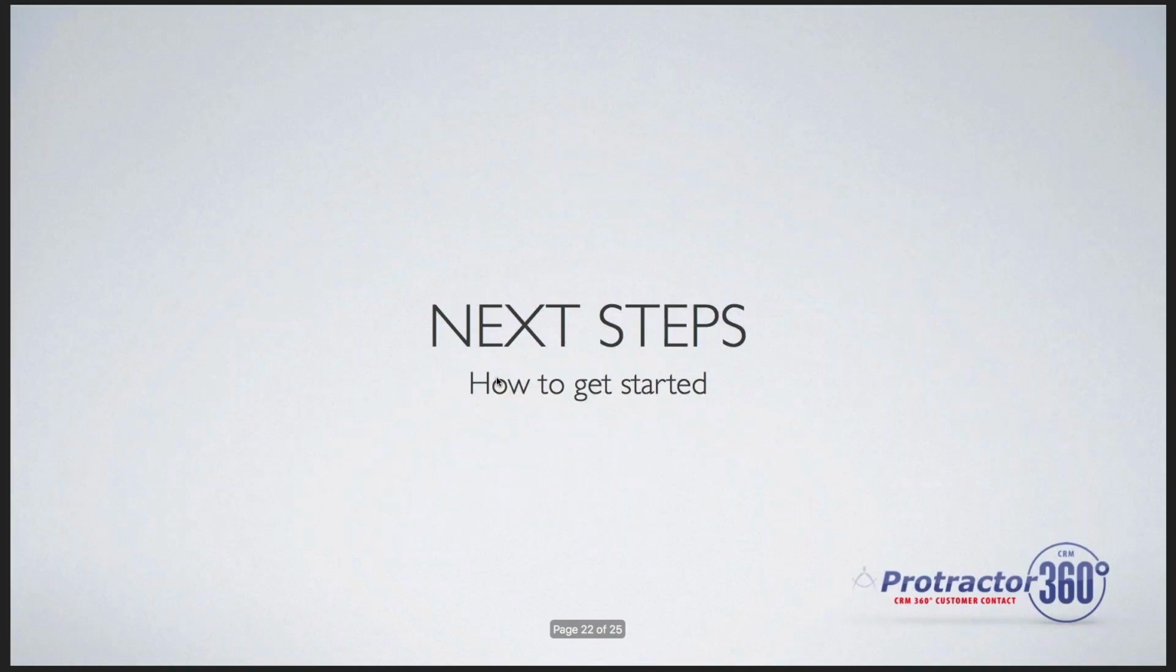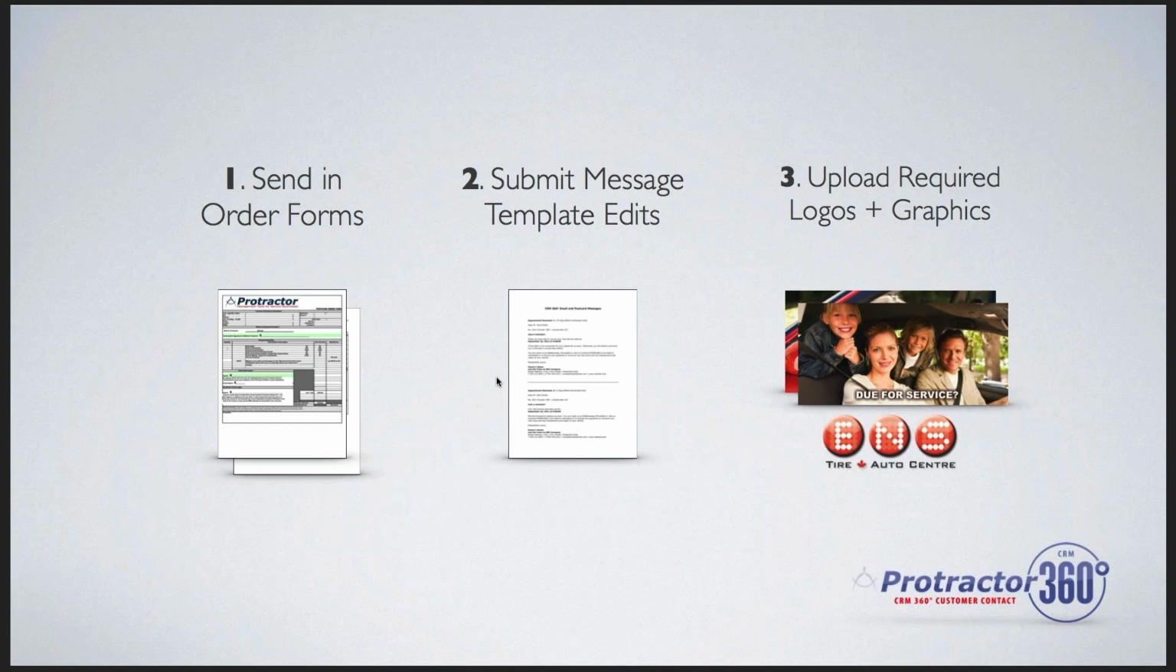Okay, so next steps. How do we get started? So it's simple. After we've had our conversation and we've figured out what you want to move forward with, you're going to send me some order forms. They're going to be filled out based on the services that you've selected. I'll have you fill out the message template. So it's a Word document that includes all 7 messages. You can make edits to them to obviously fit the way you run your business. And third, at the very least, I need a high resolution logo to get started on the design. Of course, if you want to provide graphics and or additional images, then of course that's great too.